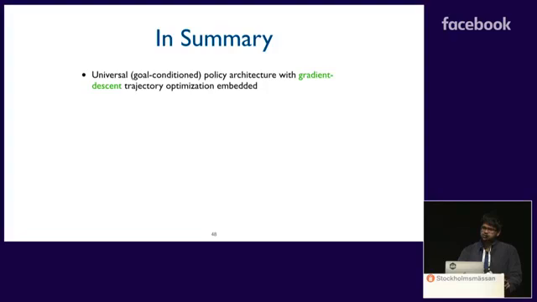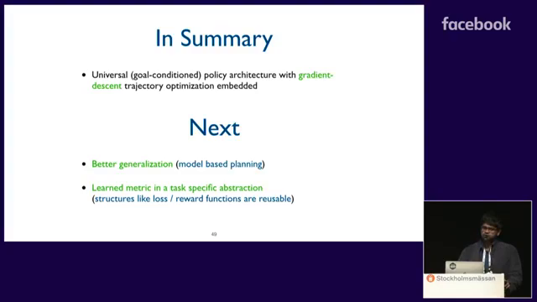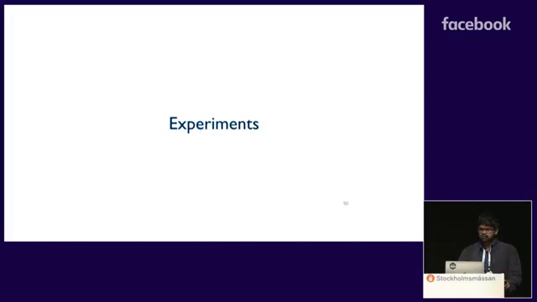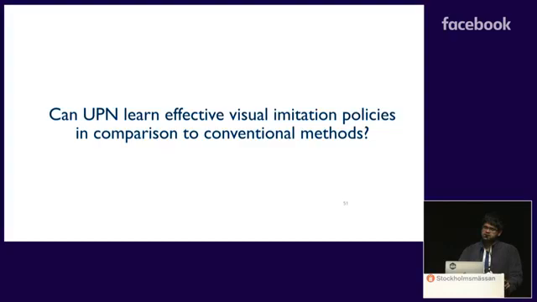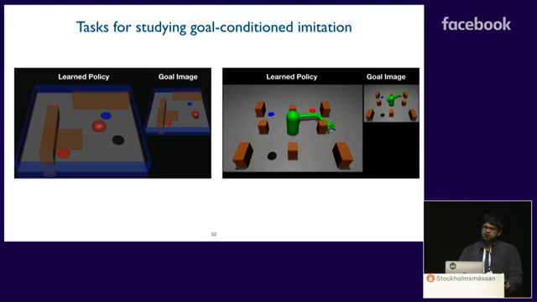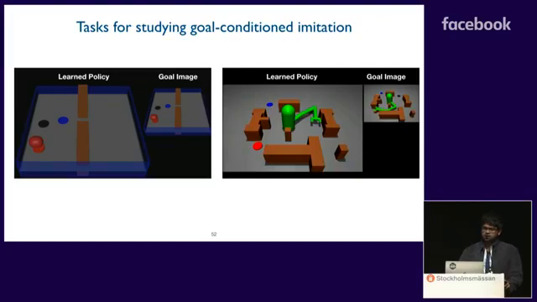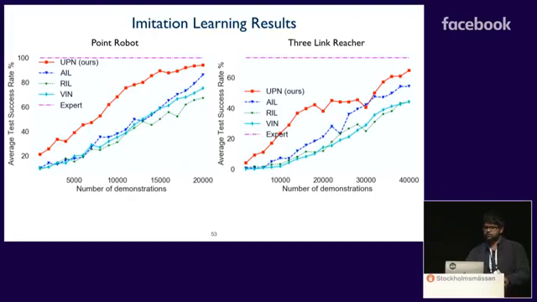Next, I'll show you why it can lead to better generalization and what the learned metric in the task-specific abstraction can help with. So here are our experiments. Can UPN learn effective visual imitation policies in comparison to conventional policy architectures? The tasks that we use to study imitation are having a point robot move around to different goal locations by ignoring the distractors and generalizing across obstacle structures, and having a three-link reacher match the goal pose, generalizing across obstacle structures. So the y-axis is test success, the x-axis is the number of demonstrations, and red is the UPN curve.